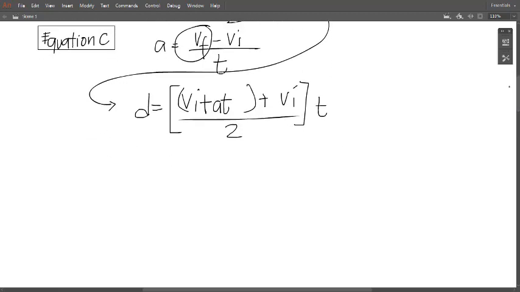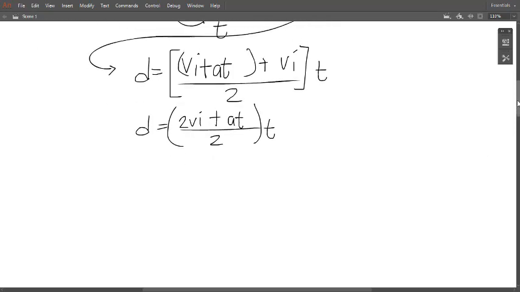Okay, so combining initial velocity, wherein we have two initial velocities, one here and two here. So by combining them we arrive at this one, 2Vi, plus the product of acceleration and time over 2, multiplied to time.